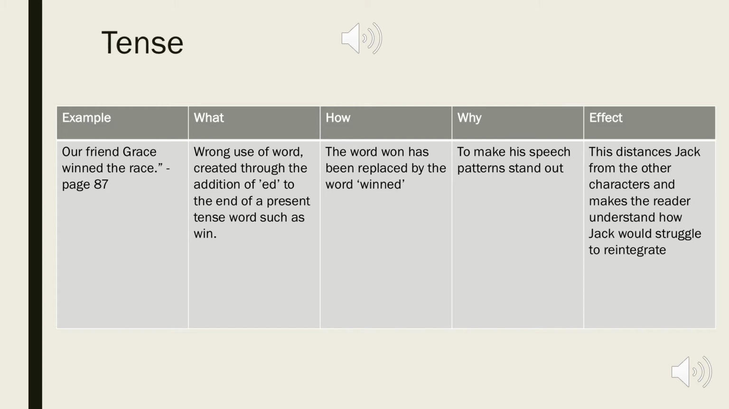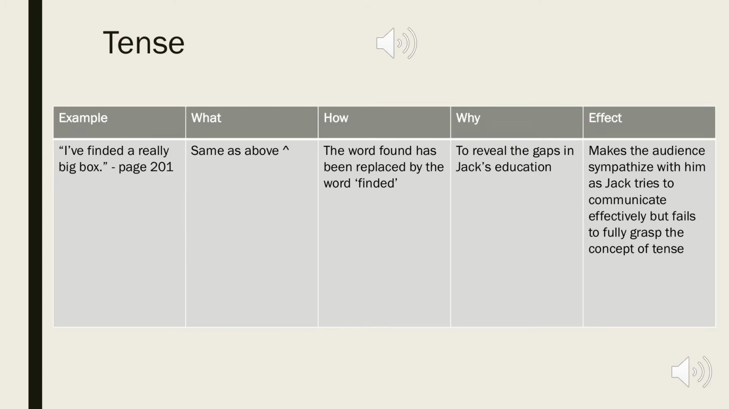The purpose of tense is to indicate the time of an action. However, Donoghue aims to do the opposite, to make the speech patterns of Jack and therefore his character seem out of place for readers. This is evident in the quote on page 201, where Jack says, "I find it a really big box." In this quote, Donoghue utilizes this jarring device to not only reinforce his age, but to reveal that whilst Jack is educated by Ma, he lacks the same vital knowledge that we as educated human beings have.